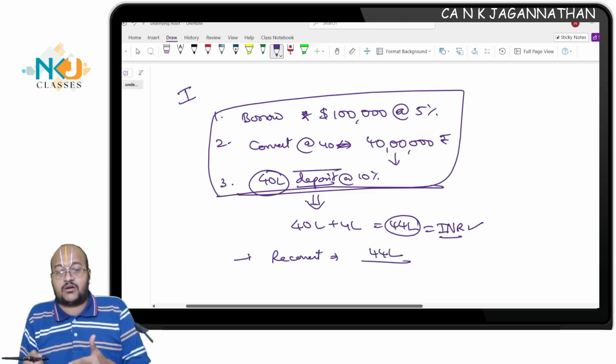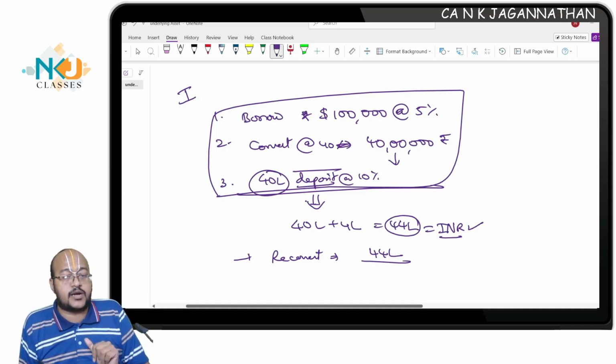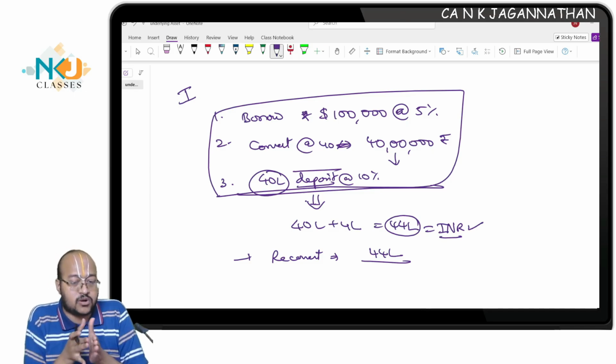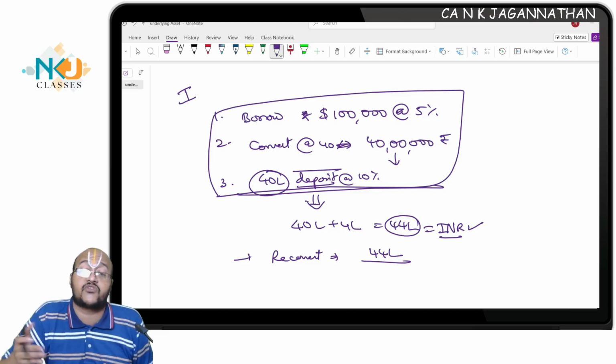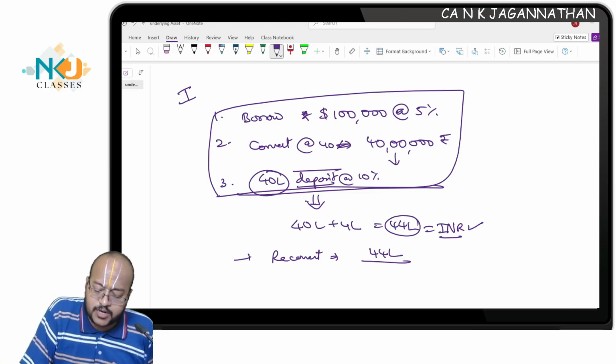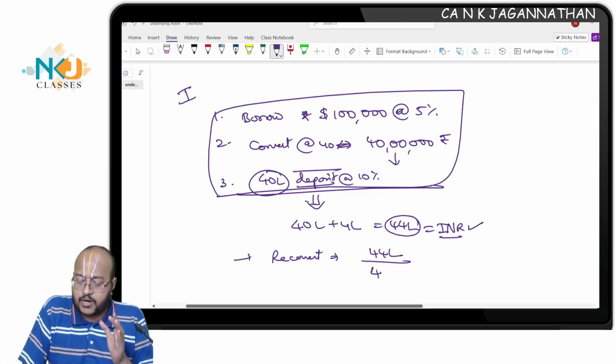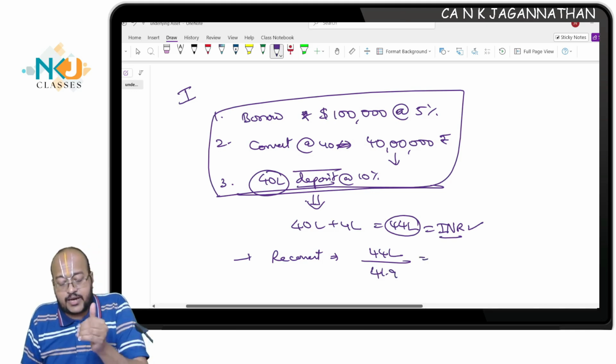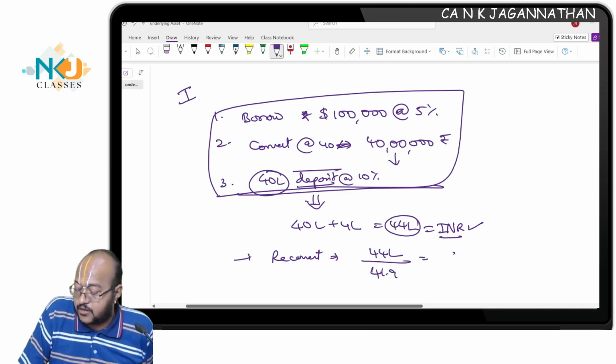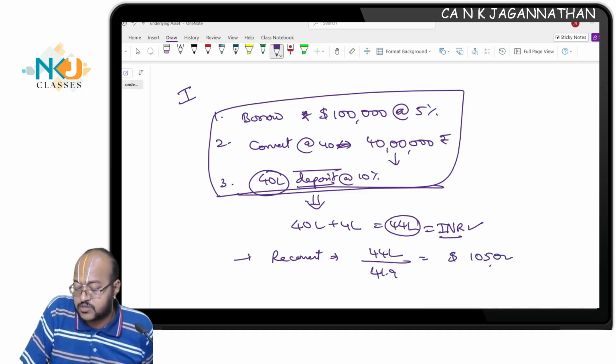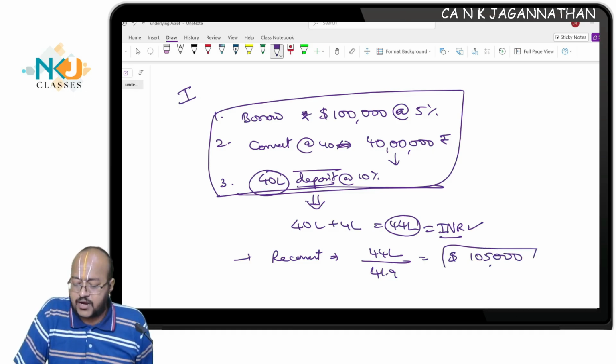When I reconvert, I'll use the spot rate, the forward rate. Why forward rate? Because this is not the transaction happening today. When will you reconvert? After 1 year, which means you should take the forward rate, assume 41.9. So 44 lakhs divided by 41.9, how much dollar will you get? Okay, 1,05,000. Rounding off issue, roughly it should be 1,05,000.